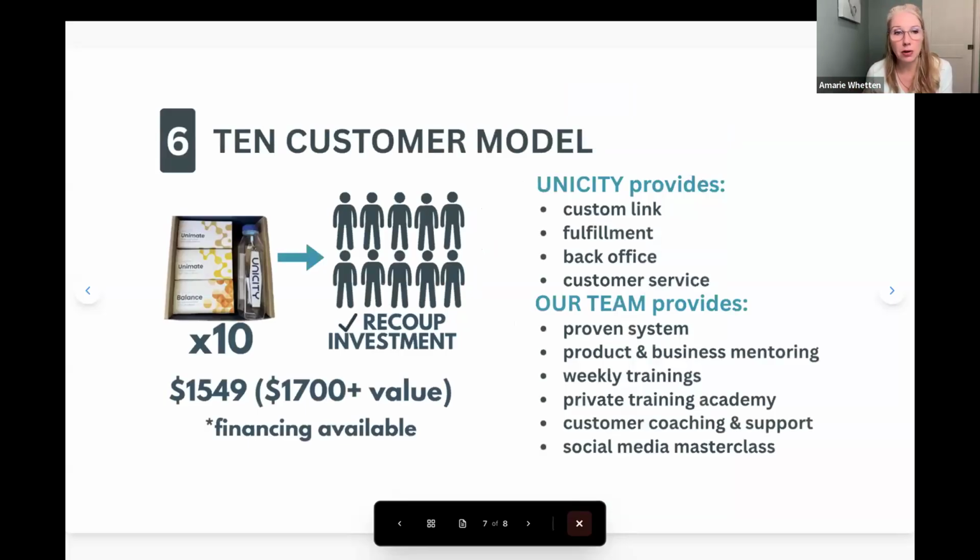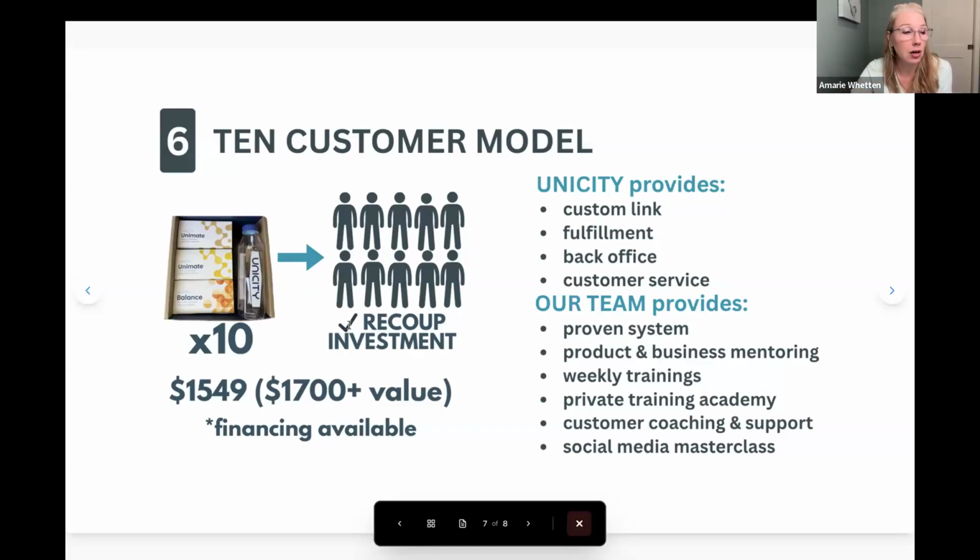We have a 10 customer model. So when you come in, this is what a Feel Great kit looks like. You'll have 2 boxes of Unimate and a box of the fiber, and it comes with the bottle. And the concept is, like, I would use one myself, and then I'd sell 9 of those to recoup my investment. That means my friends, people in need, people I know who have brain fog, menopause issues, low testosterone, belly fat, they're just tired and they're not feeling good.